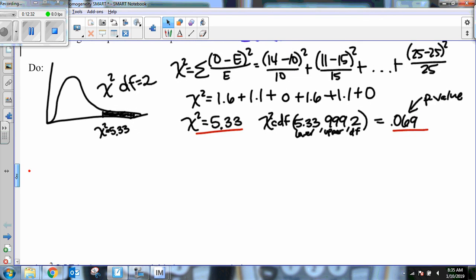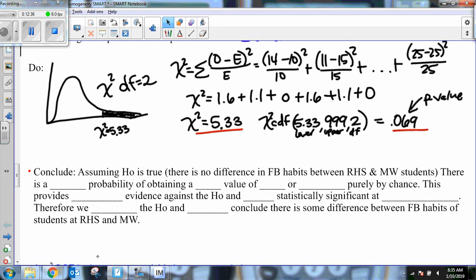All right, last but not least, the conclusion. Assuming the null hypothesis is true, there is no difference in Facebook habits between Redwood and Mount Whitney students. There is a 0.069 probability of obtaining a chi-squared value of 5.33 or greater, purely by chance. What type of evidence does this provide?